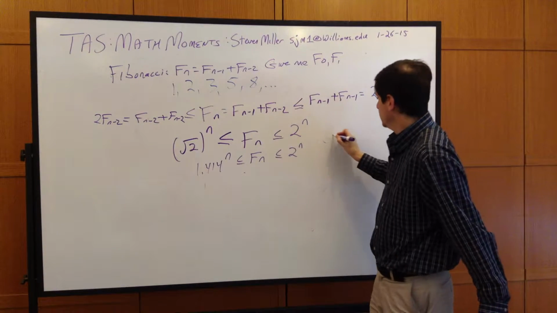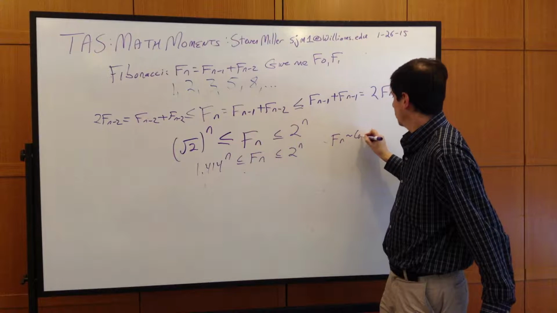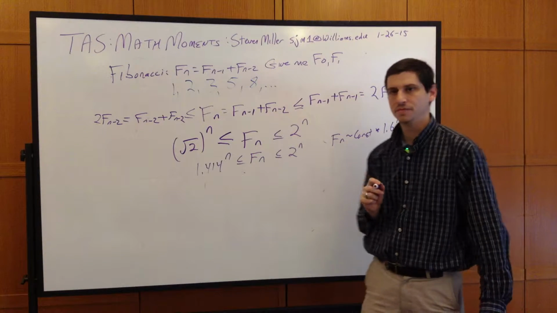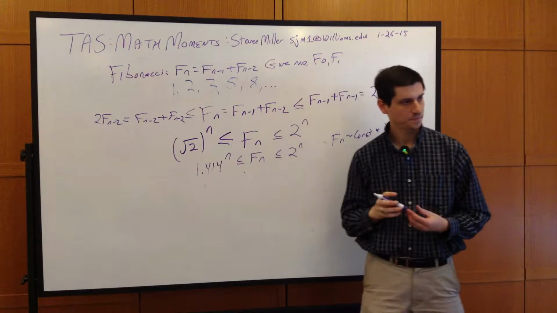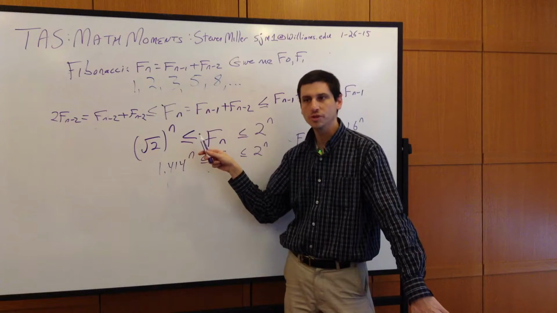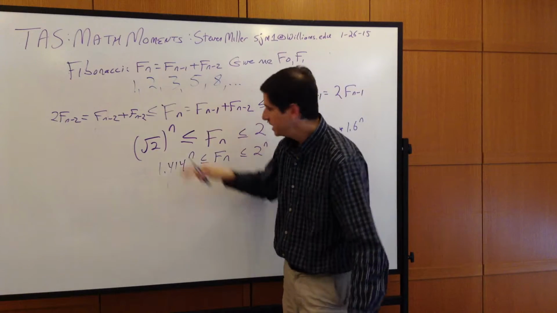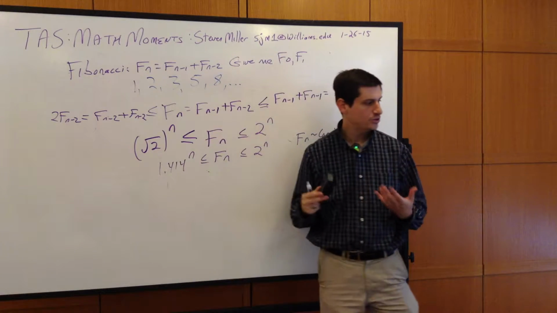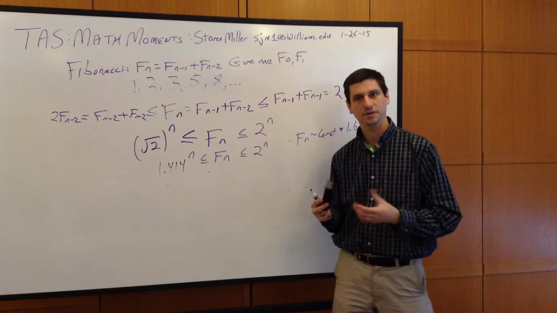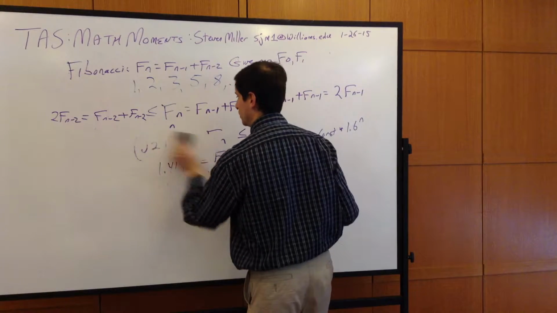The actual answer is Fn is about some constant times 1.6 to the n. And that's going to be the golden mean. So what I want to do is show you how we can get an exact formula for Fn. But what I love about this is that without doing a huge detailed calculation, we can still get a rough idea of how it's growing, some rough order of magnitude.